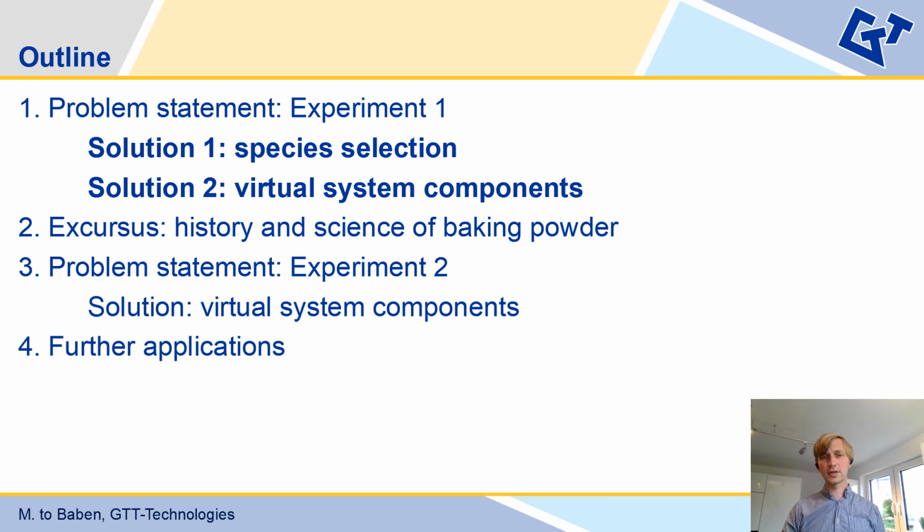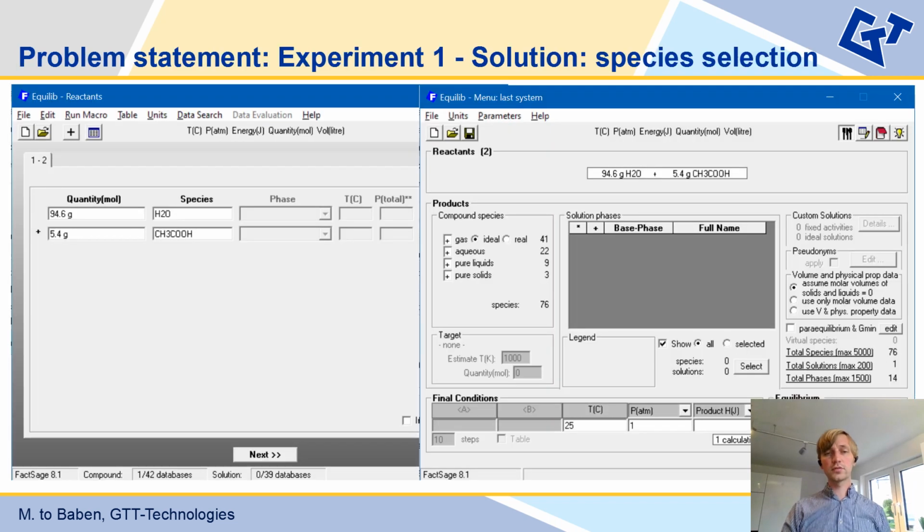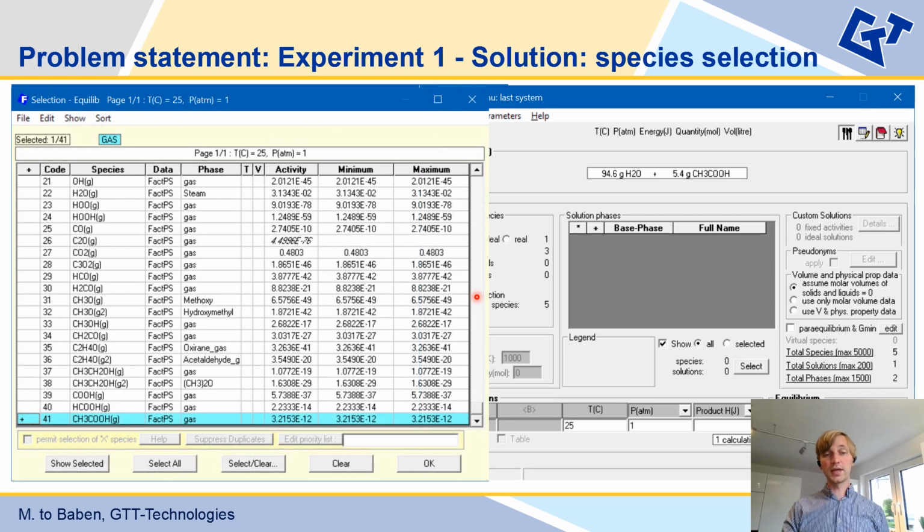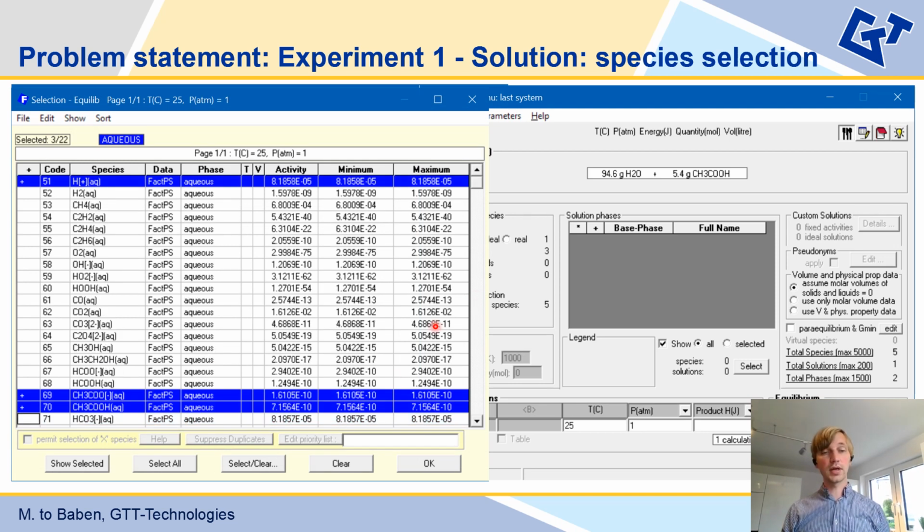How do you do this calculation then in FactSage? Well, the first solution is to change the species selection and to be more drastic than I have been earlier when I just deselected the graphite. So now I deselect any species but the acetic acid. So in the gas phase, I only have the acetic acid selected, and in the aqueous solution, I only have the acetic acid, the acid residue, and the H plus selected.